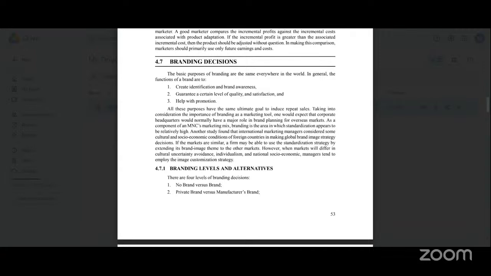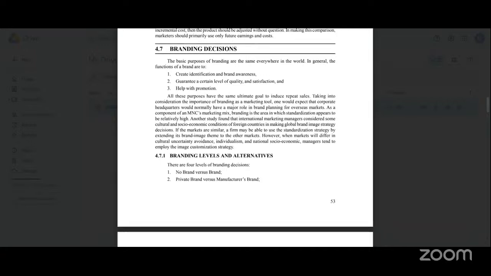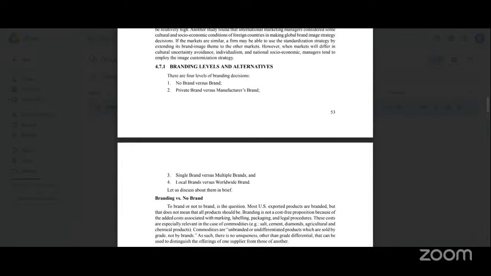So as these purposes have the same ultimate goal to introduce repeated sales, the company may decide to consider the importance of branding as a marketing tool rather than as one of the competitive tools. So the next topic that we'll be looking at deeply is branding levels and alternatives.